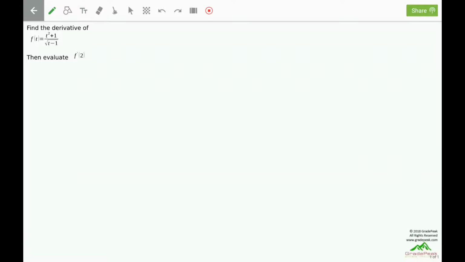Find the derivative of f of t equals t squared plus 1 over the square root of t minus 1, then evaluate f prime of 2. So f of t here is the quotient of two different functions. We have a t squared plus 1 divided by the square root of t minus 1.